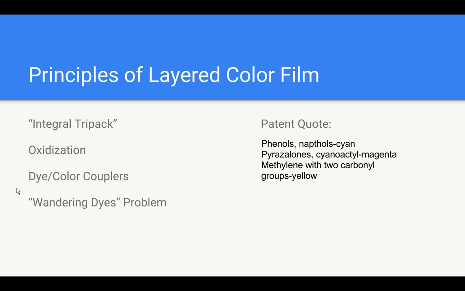Also, one of my sources was many of the patents that Kodak held for the Kodachrome film, and some of the compounds that created the couplers I just put on here. Phenols and naphthols created a cyan dye. Pyrazolones and cyanoacetyl created magenta dyes, and methylene with 2 carbonyl groups created yellow dyes. There are numerous patents that utilize different chemicals that use these in them.